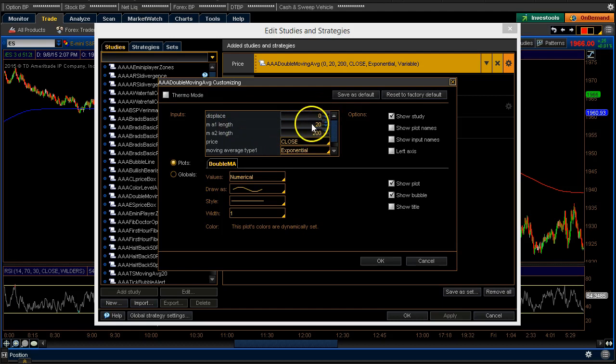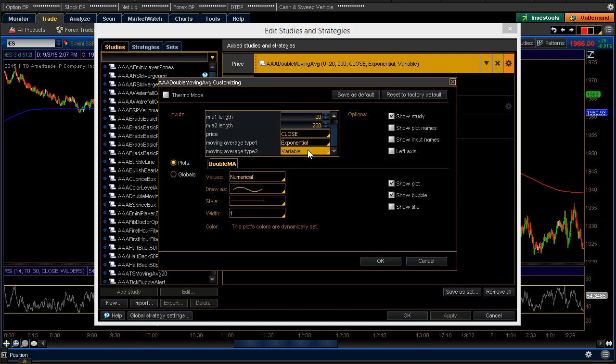it'll be 20 for the moving average length 1. Moving average length 2 will be 200. You'll then want to go to close for price. Moving average type 1 will be exponential, and then moving average type 2 will be variable. It has to be these for it to work correctly.